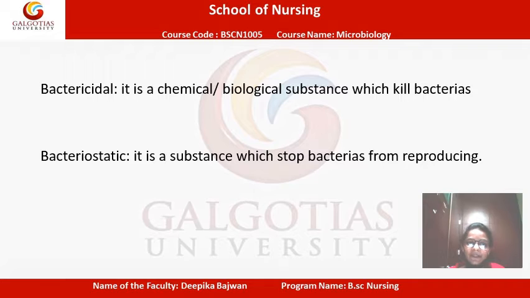Now the next terms are bactericidal and bacteriostatic. Again we have these two terms. The difference between these two is that a bactericidal is a chemical or biological substance which kills the bacteria, including the bacterial spores. But a bacteriostatic is a substance which stops the bacteria from reproducing. It is only stopping the bacteria from reproducing. It is not able to completely kill the bacteria. So this is the basic difference between bactericidal and bacteriostatic.